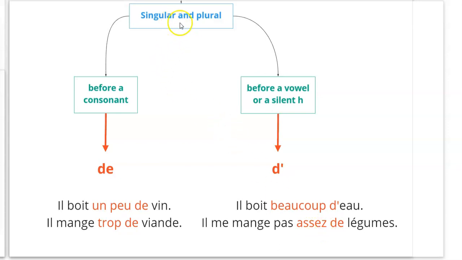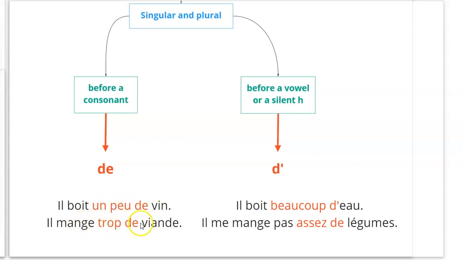So you can see here we have two cases only. The two cases are before a consonant or before a vowel. Whatever the gender, whether the number is singular or plural, whether the gender is masculine or feminine, what is important is just, is it before a consonant or before a vowel? So you see here, vin is a consonant, so you use de, un peu de vin. Il boit un peu de vin. He drinks a little bit of wine.